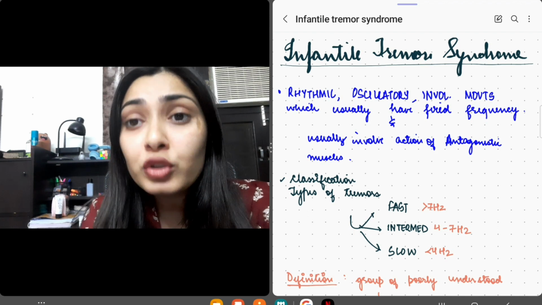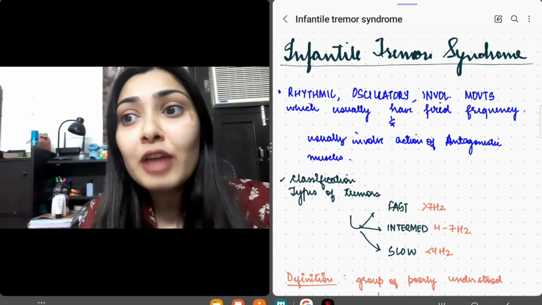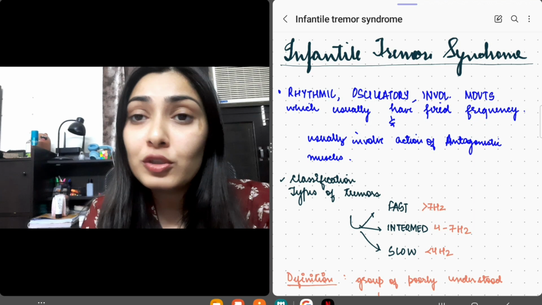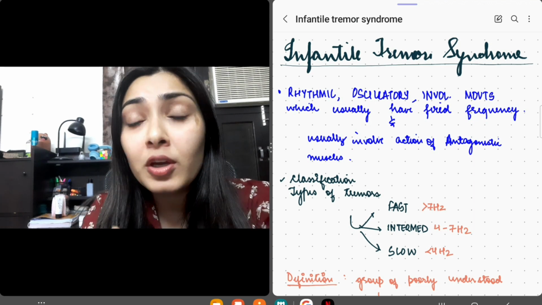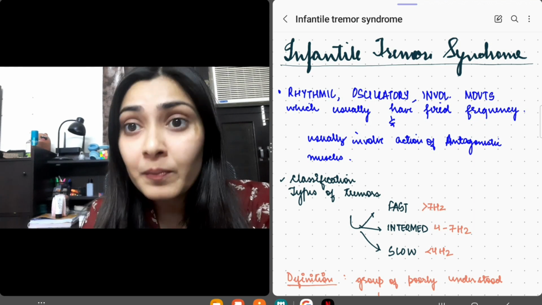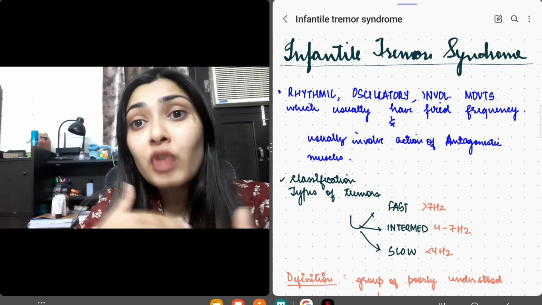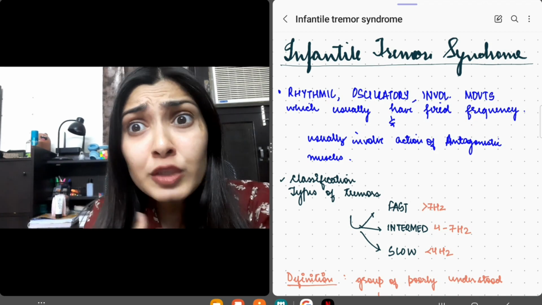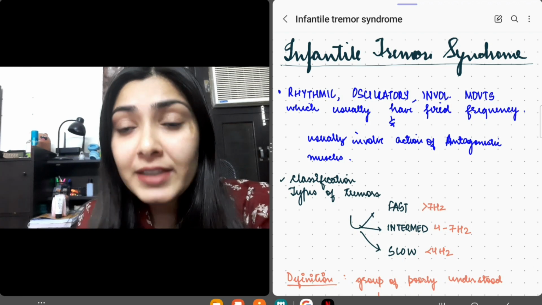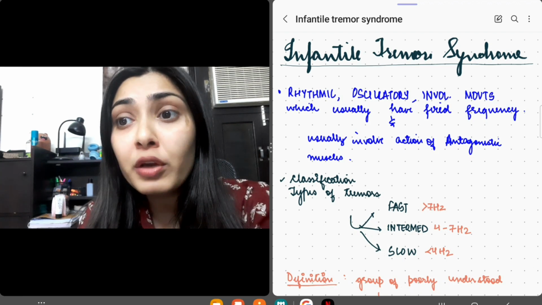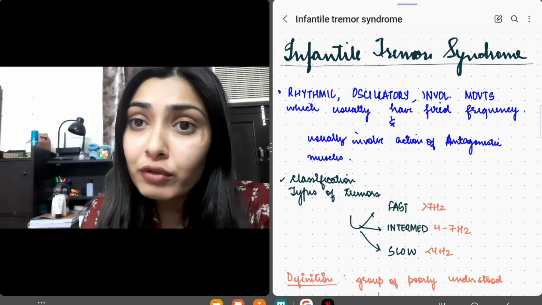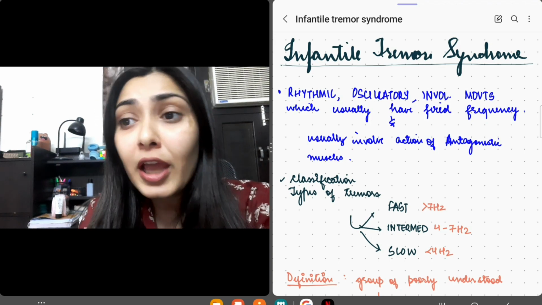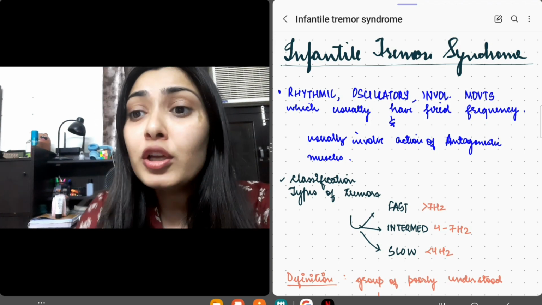Now, coming on to the classification of tremors, they can be fast tremors, intermediate tremors, and slow tremors, and this is based on the frequency of the movement, right? If the oscillatory movement is too fast, that is more than 7 per second, more than 7 hertz, that would be a fast tremor. 4 to 7 hertz would be an intermediate tremor, and less than 4 hertz would be a slow tremor.